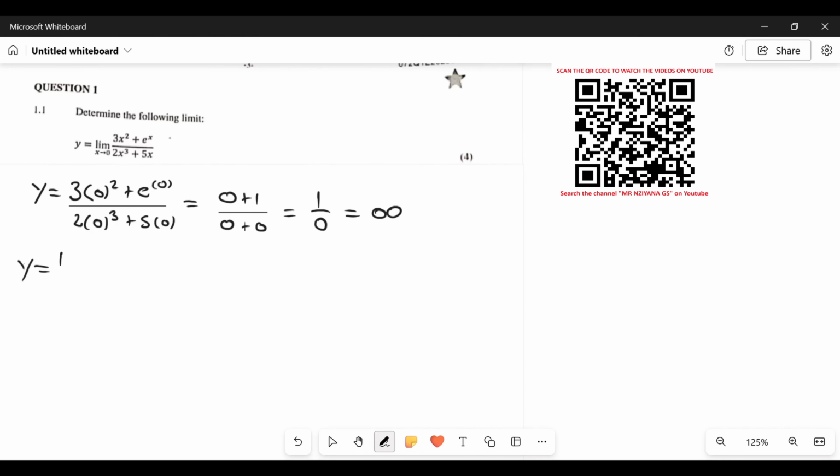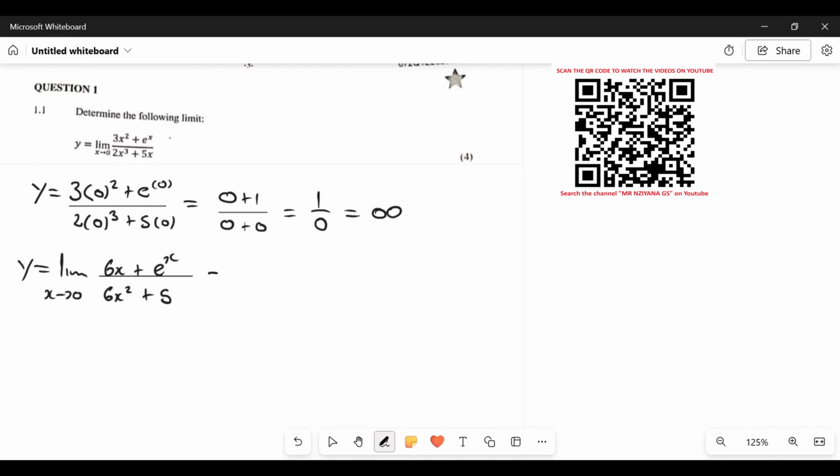So let's continue. Y is equal to the limit as x approaches 0. Let's not forget that. Now we need to differentiate the numerator and the denominator. If you look at the numerator, the first term, 3x squared, by standard differentiation gives us 6x, and then plus e to the power of x. When you differentiate e to the power of x, that gives you e to the power of x. It's an exponential differentiation. And then on the denominator, we differentiate 2 multiplied by x cubed, which gives us 6x squared, plus 5 if you differentiate 5x.